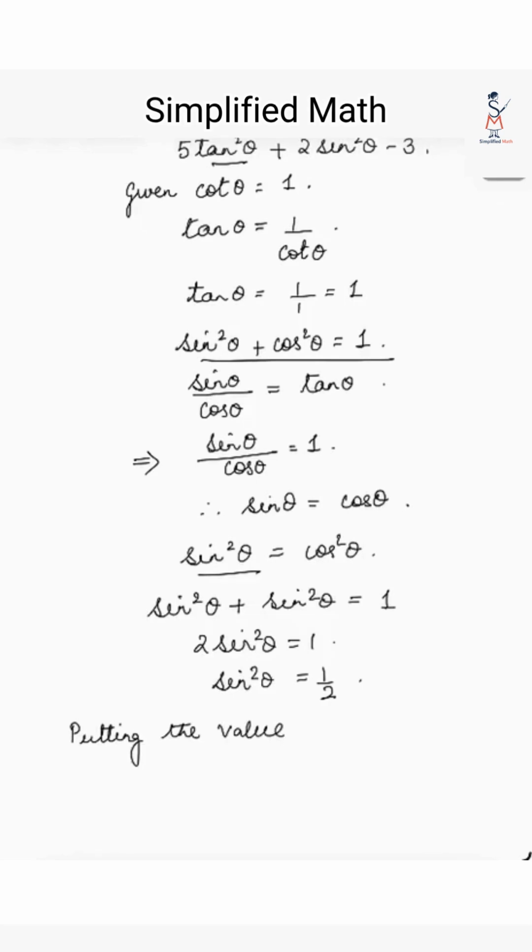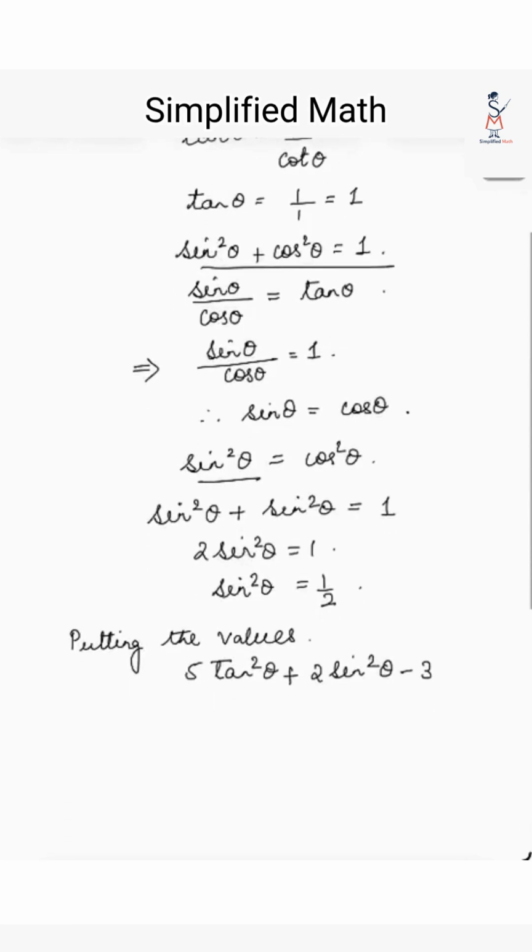Now substituting the values. 5 tan square theta plus 2 sin square theta minus 3. Tan square we got. Tan theta is 1, so tan square theta is also 1. So 5 into 1 plus 2 into 1 by 2, that is sin square theta, minus 3. So this will become 5 plus 1 minus 3. So 5 plus 1 minus 3, that is 6 minus 3, is 3.